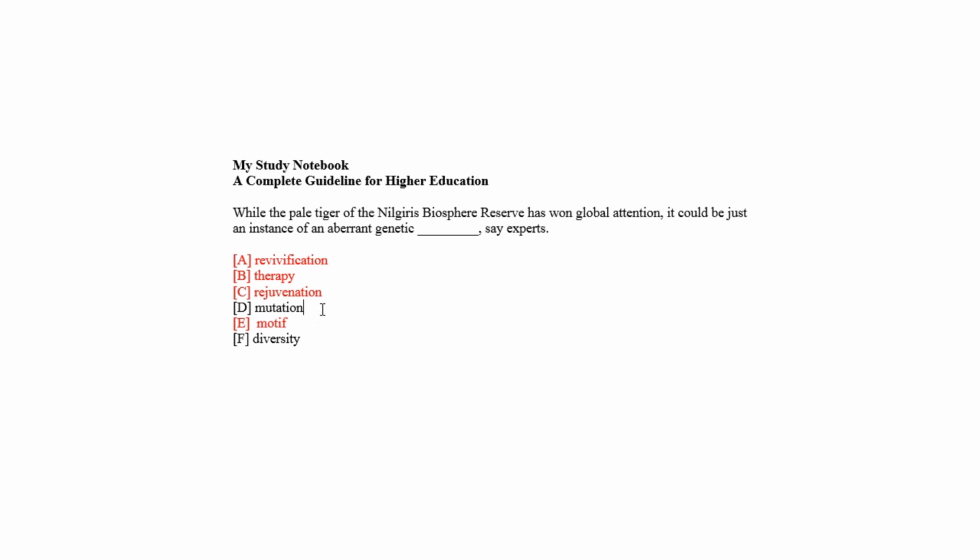Choice D, given as mutation, and choice F, given as diversity, fit the blank and make sense with a view to setting an example, which also reflects the aberrant genetical condition anticipated. To make sense literally, to fit the blank with respect to the sentence, choice D and choice F are the perfect matches. So the correct answers are choice F and choice D.